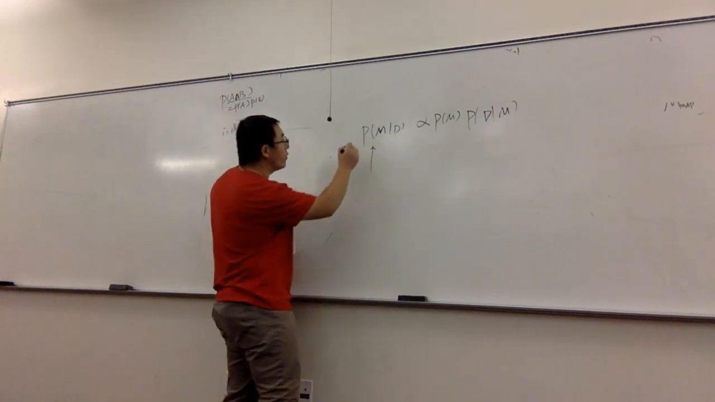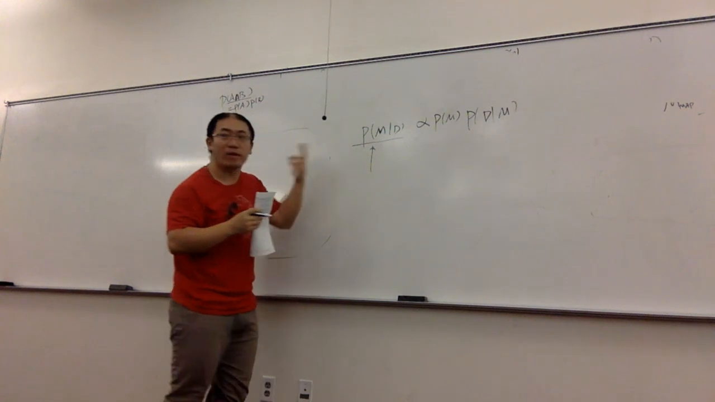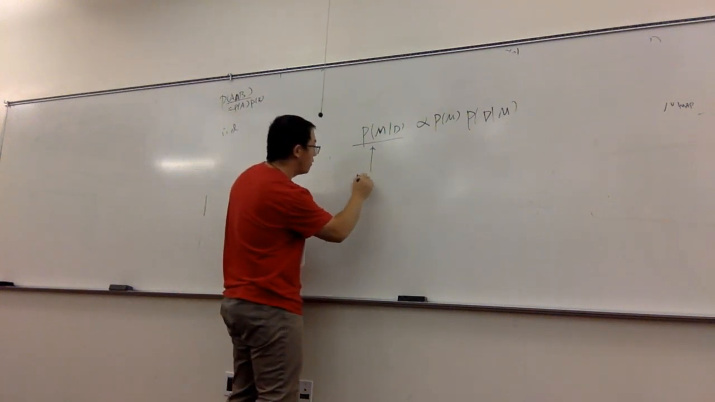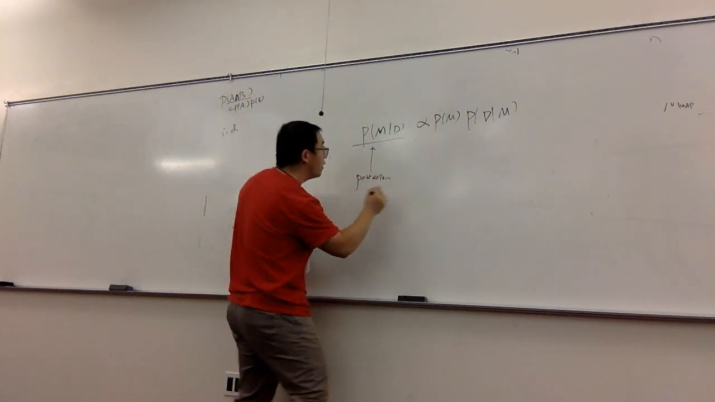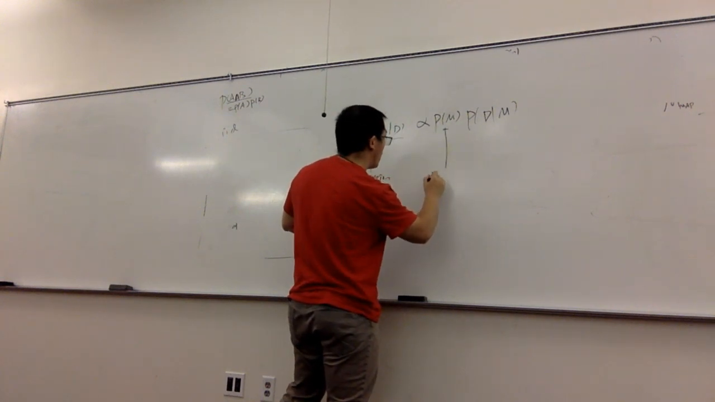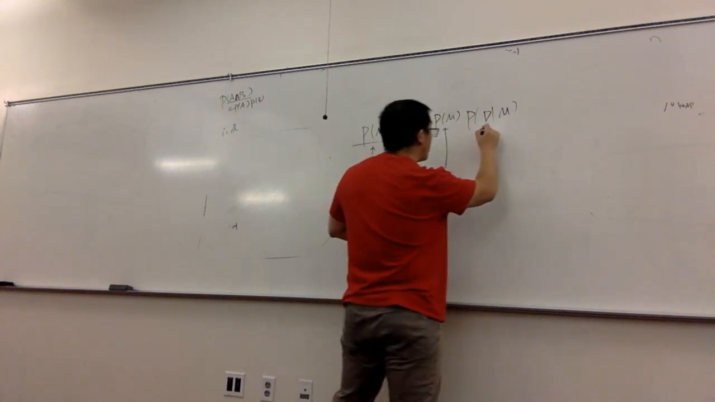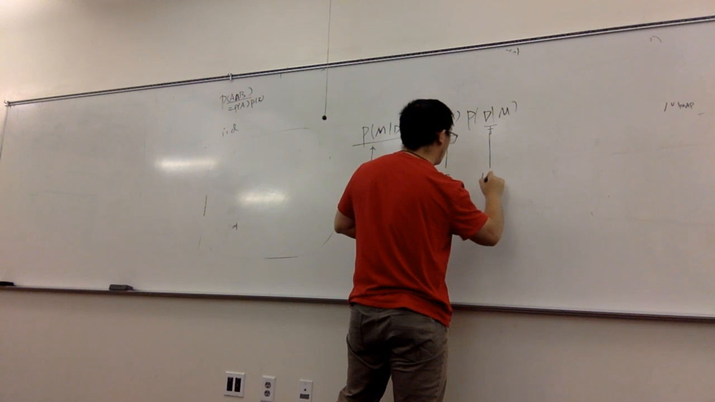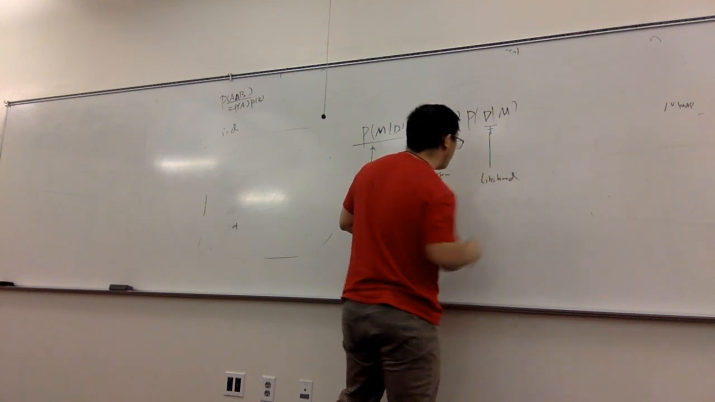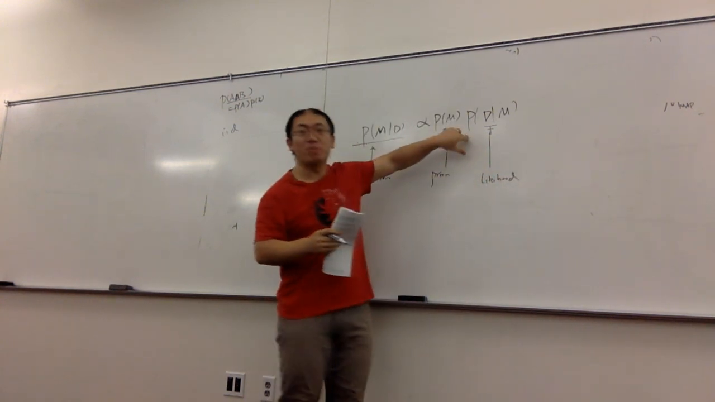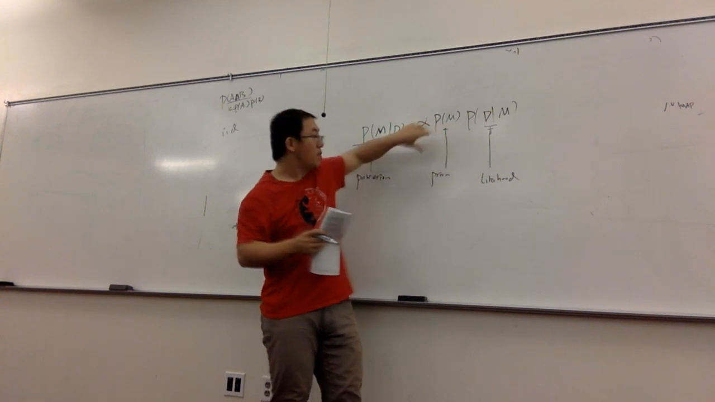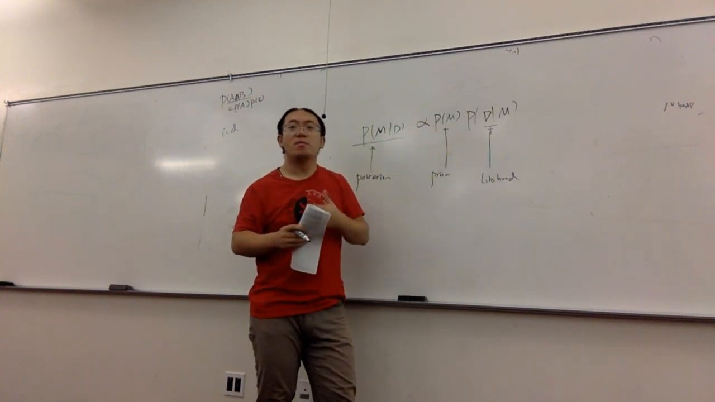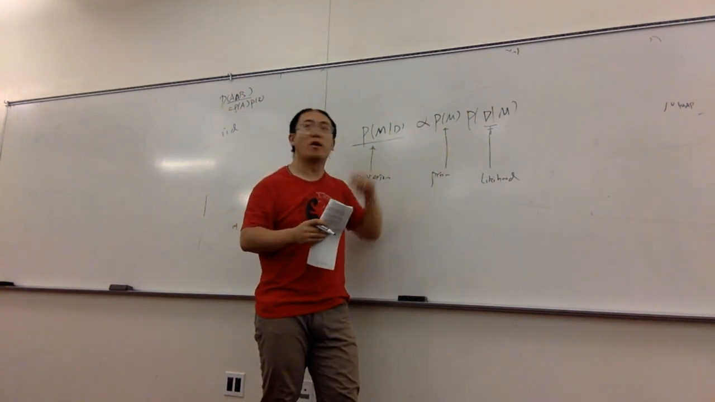So we denote this conditional probability, M given D, as the posterior, this one as the prior, and this is the likelihood. You can see the likelihood comes from the data. The prior defines our prior preferences about the model.